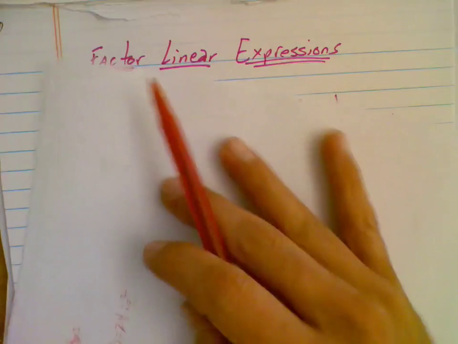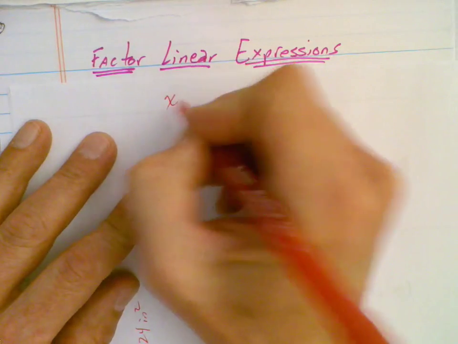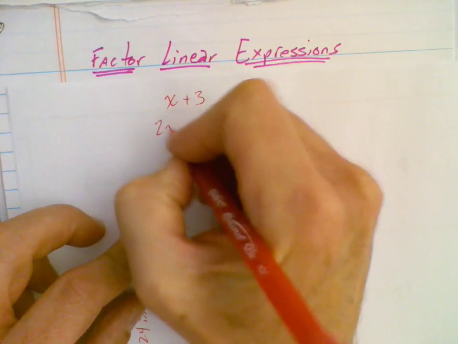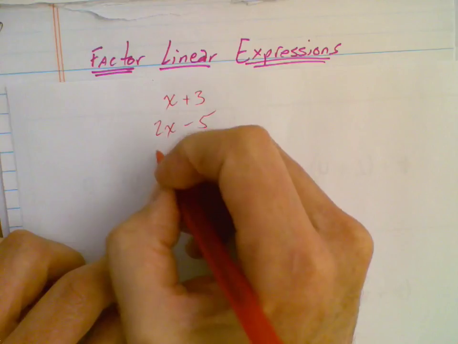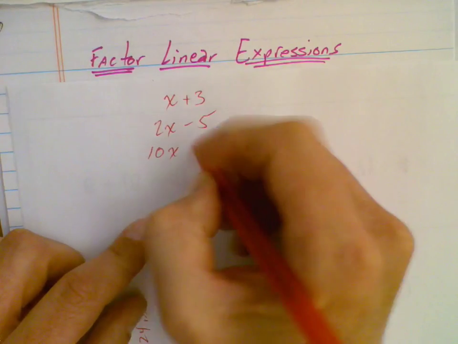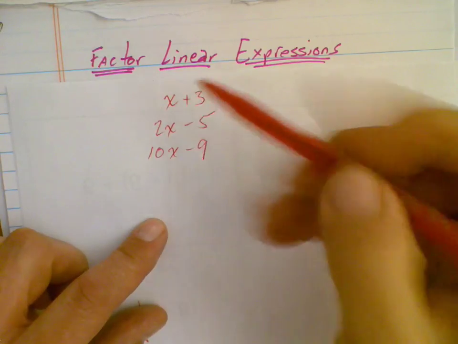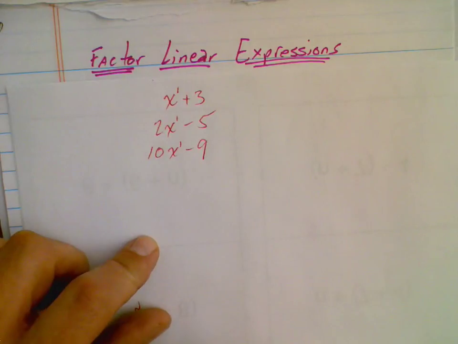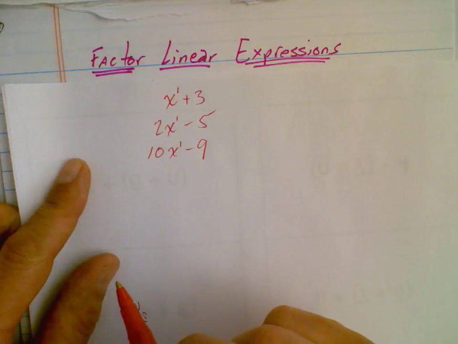linear expressions. So first of all, what makes something linear? Well, things that are linear have a variable in them, but the variable only goes to the power 1. So all of these here are going to be examples of linear expressions because the exponent in all these is 1. And they're expressions because we have at least a variable involved here.